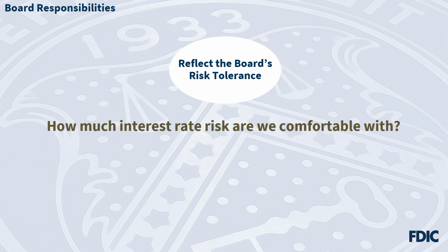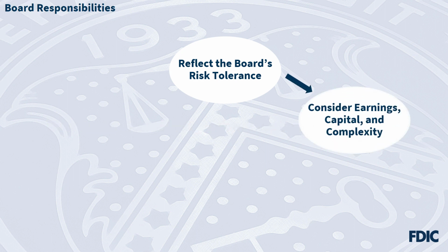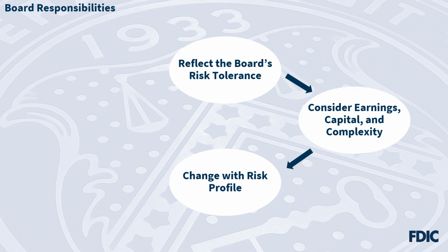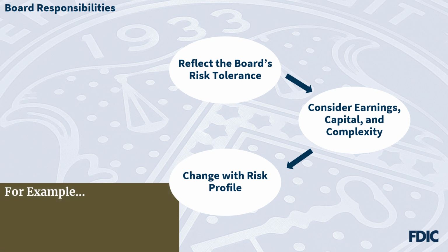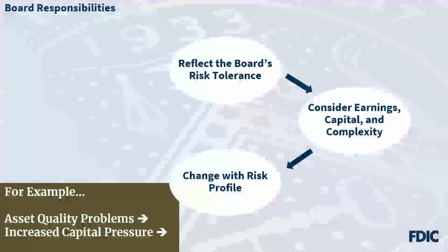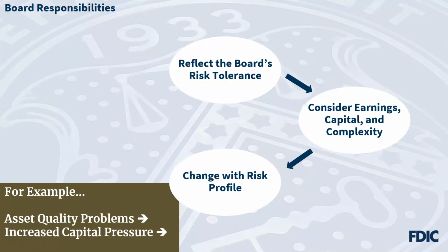The board would consider the strength of earnings and capital and the complexity of the balance sheet, products, services, and activities. The board can consider changes in the bank's risk profile and ensure that risk limits are revised to reflect those changes. For example, a bank that has higher risk assets or is experiencing asset quality problems might consider the increased pressure on capital from these factors. Capital levels that are exposed to higher risk balance sheet products from a credit perspective may not be able to withstand the same level of interest rate risk as banks with lower risk products.